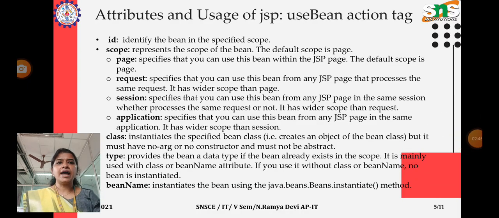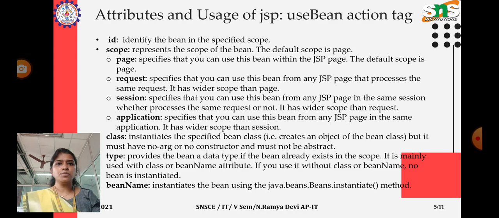So these are all the attributes and usage of the JSP useBean action tag. The first attribute is id, which identifies the bean in the specified scope, and next is scope, which represents the scope of the bean. The default scope is page, and the options are page, request, session, application. Page specifies that you can use this bean within the JSP page.